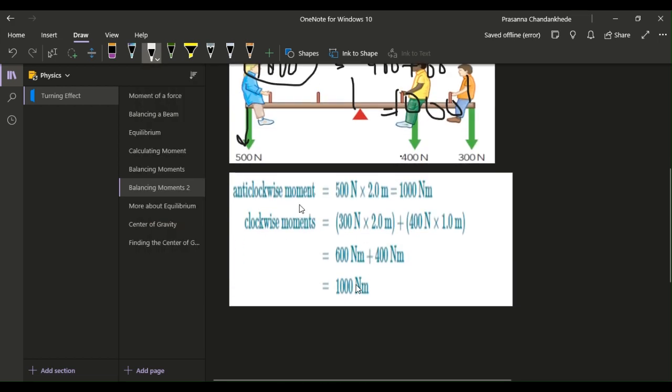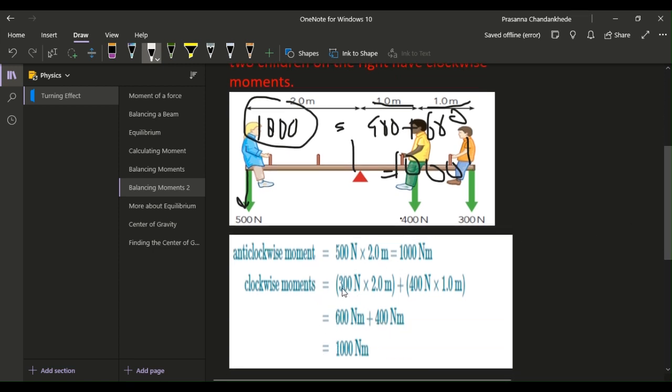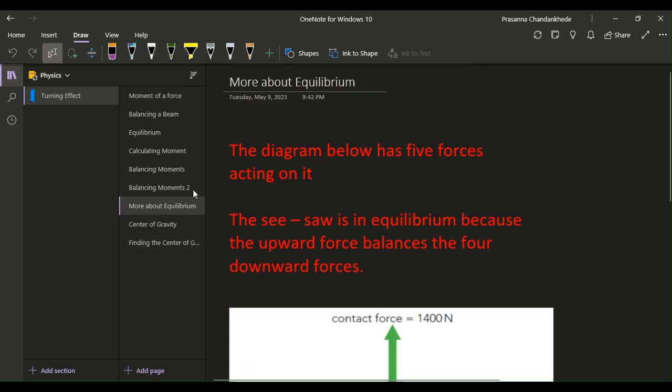Okay, let's move on. So anticlockwise moment equals 500 times 2000. So 300 times 2, this is the 300 times here and here, 400 times 1. 600 plus 400 will give us 1000. So 1000 equals 1000. That means it's in equilibrium.